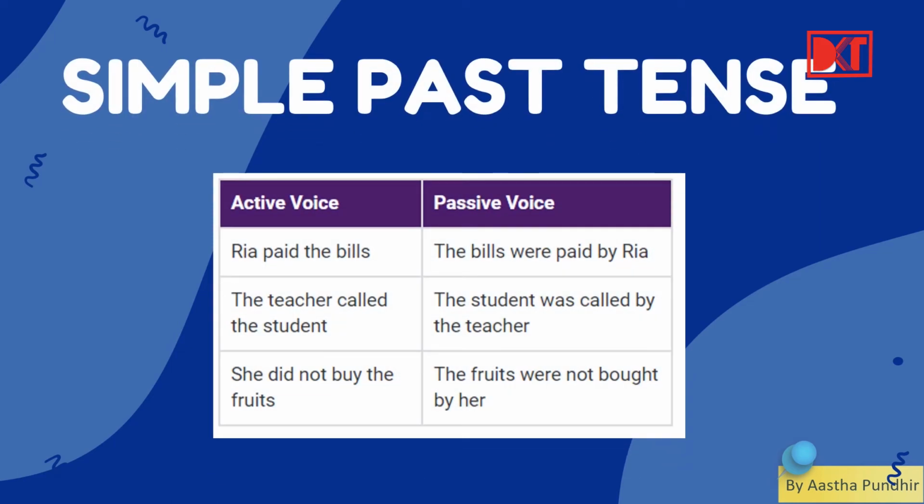Okay, now we move on to the simple past tense. Herein, you see, Ria paid the bills. The bills were paid by Ria. Simple past है, past participle हो गया. The teacher called the student. The student was called by the teacher. She did not buy the fruits. The fruits were not bought by her.